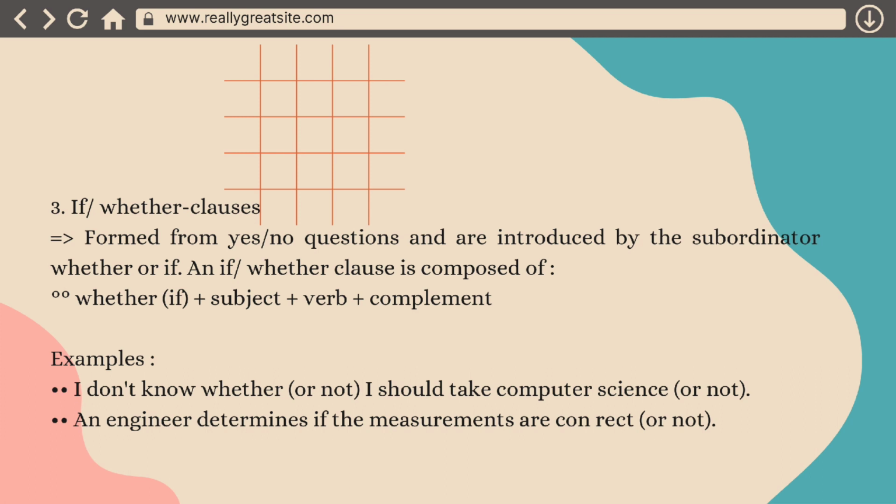And the third is if or whether clauses, formed from yes or no questions and are introduced by the subordinate "whether" or "if." An if or whether clause is composed of whether or if plus subject plus verb plus complement. The example is, I don't know whether or not I should take computer science. And the second is, an engineer determines if the measurements are conserved.